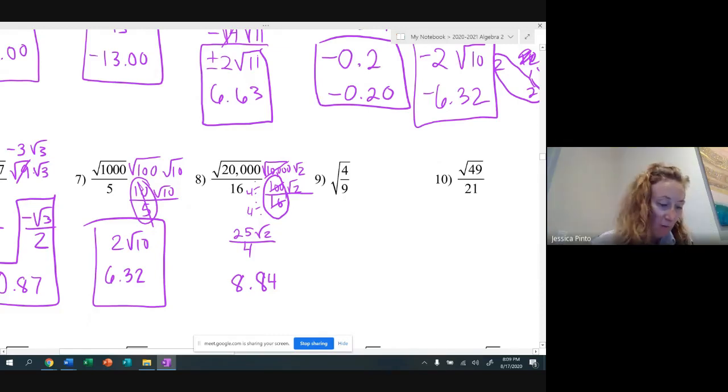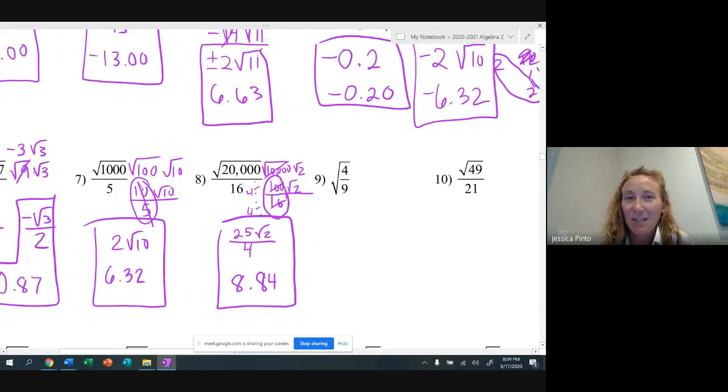And better confirm before I circle it, 20,000 square root divided by 16. Perfect. So I really like these that I can easily test them with my calculator pretty quickly. All right, let's check out number 9.